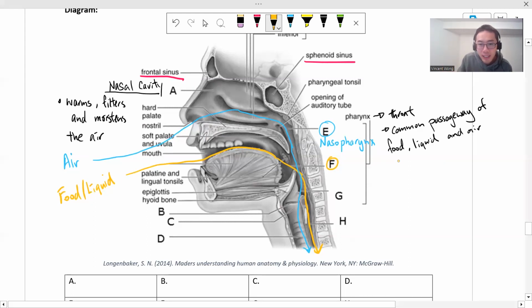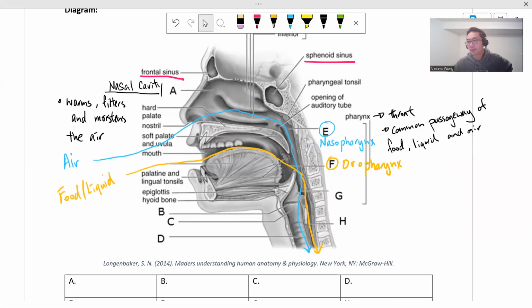So F here is the oropharynx. There are two ways to enter the throat. You can enter through the nasopharynx, or you can enter through the oropharynx, depending on what you're bringing in. Take a deep breath, and it goes through the nasopharynx. If you drink something, it's going to go through the oropharynx. So far, so good.